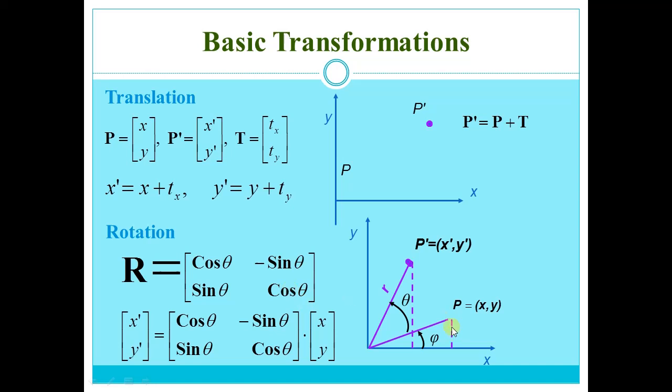Here you can see this point P is already situated at an angle phi from the x-axis, but we are only rotating this point P by an angle theta. That's why only theta comes into the picture, not angle phi. So you will again get a 2 by 2 matrix for the rotation. Here we are multiplying the point coordinates with the rotation matrix. In translation, we are adding the translation distances.